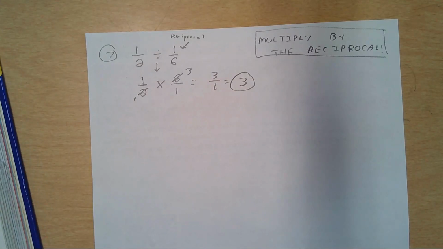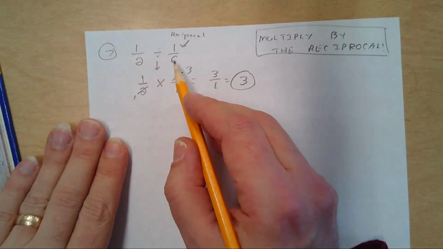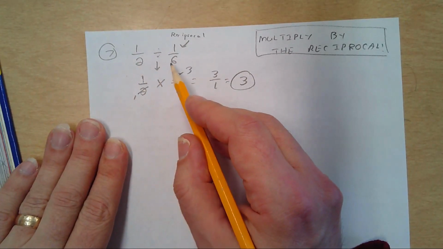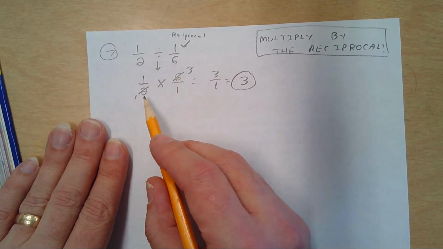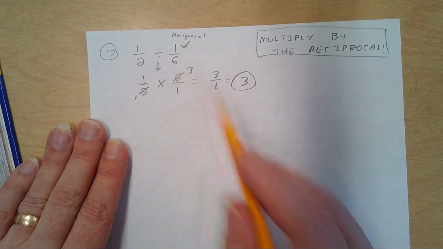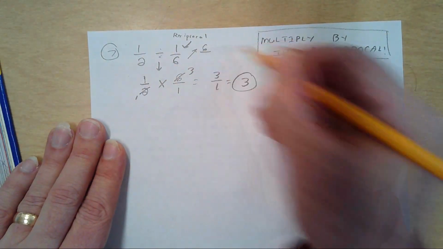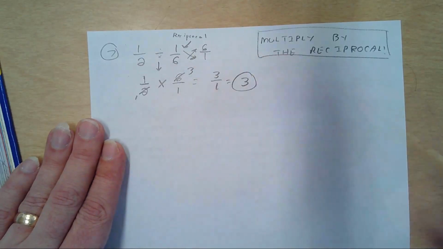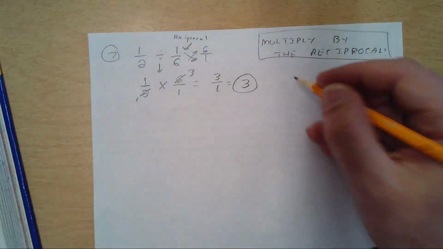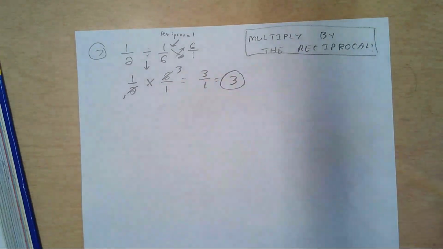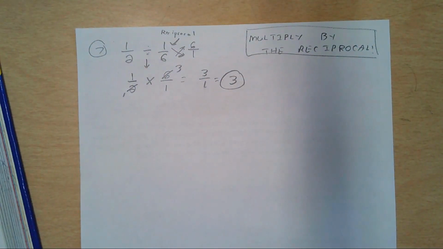Right. So once again, 1/2 divided by 1/6. Rewrite as a multiply problem, 1/2 times the reciprocal. Reciprocal of 1/6. Denominator becomes a numerator. Numerator becomes the denominator. There's my reciprocal. Solve the multiplying problem.